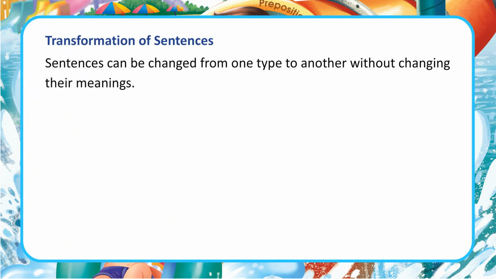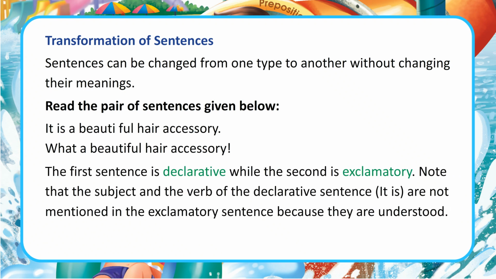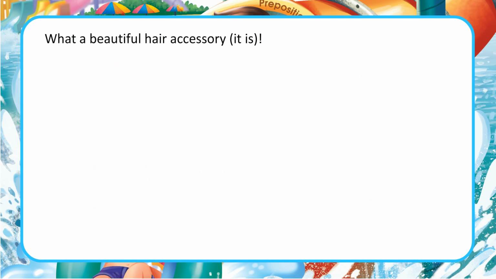Transformation of sentences. Sentences can be changed from one type to another without changing their meanings. Read the pair of sentences given below. It is a beautiful hair accessory. What a beautiful hair accessory. The first sentence is declarative while the second is exclamatory. Note that the subject and the verb of the declarative sentence, it is, are not mentioned in the exclamatory sentence because they are understood.